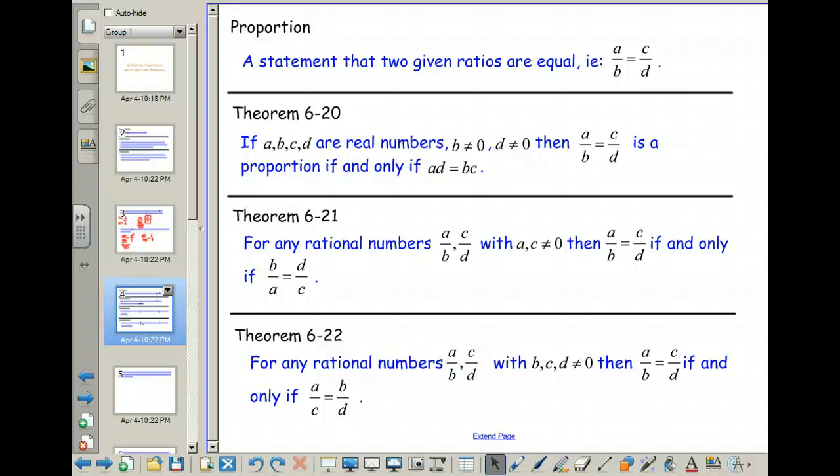So a proportion is a statement that takes two given ratios and has them equal to one another. Okay? And we have some theorems, in fact, quite a few theorems about proportions. So let's take a look at these proportion theorems.